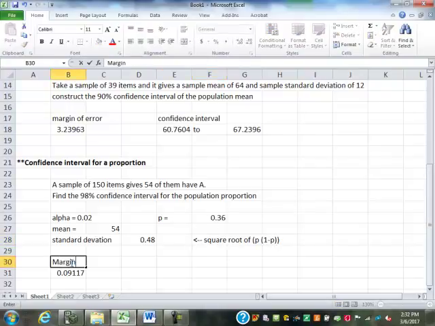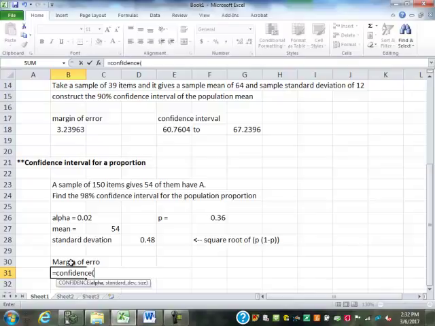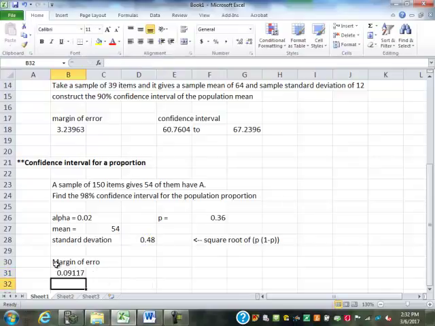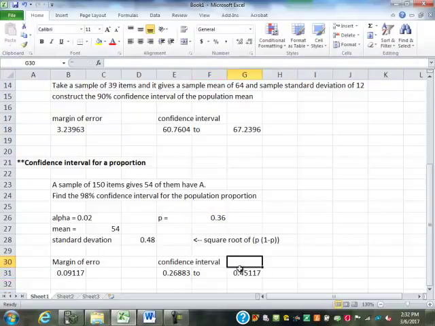So when we do that, then we find our margin of error. That is going to equal CONFIDENCE. I put .NORM, but it's going to default to norm if I don't put it in. Our alpha is 0.02. Standard deviation is the 0.48 that we found here. And our size is 150. That gives us 0.09117. So our confidence interval is going to equal the 0.36 minus that, to the 0.36 plus that. And there is a confidence interval for the population proportion.